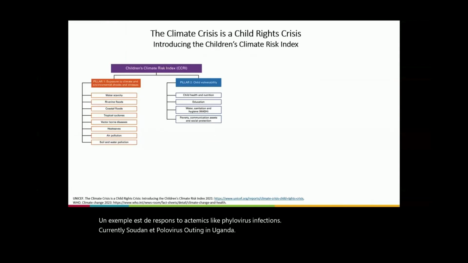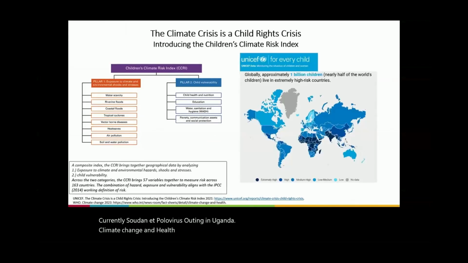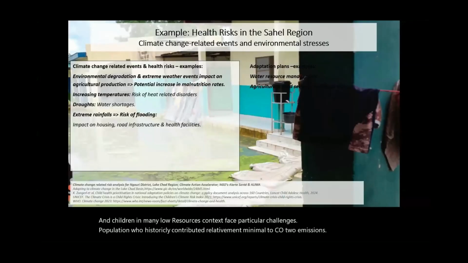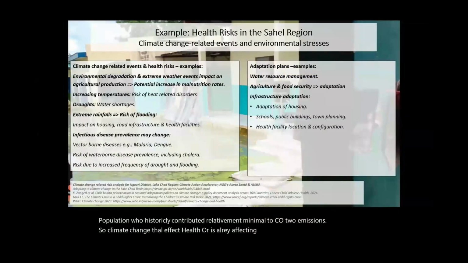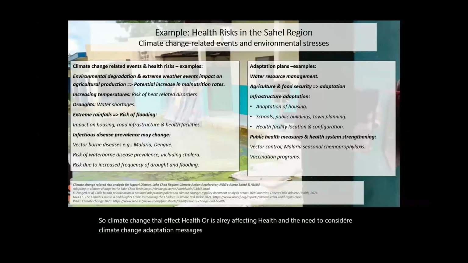Climate change and health, important topic. And it will also have an impact on health and therefore food security. And children in many low-resource contexts face particular challenges. Populations who historically contributed relatively minimal to CO2 emissions. So climate change will affect health or is already affecting health, and we need to consider climate change adaptation measures, and that includes also aspects of agriculture and food security.